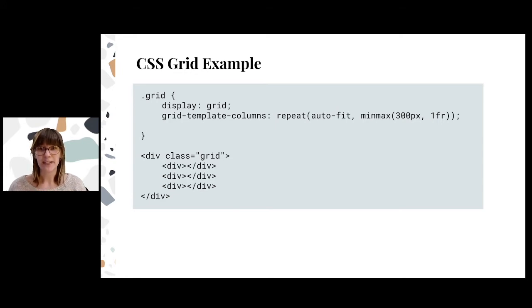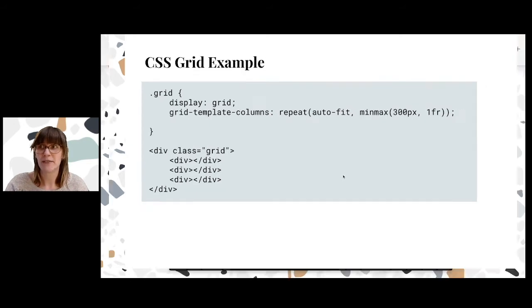In this case, it will create 3 equal columns that take up a third of the available space, but will never get smaller than 300 pixels. Let's switch over to a live example here so you can see how it works.